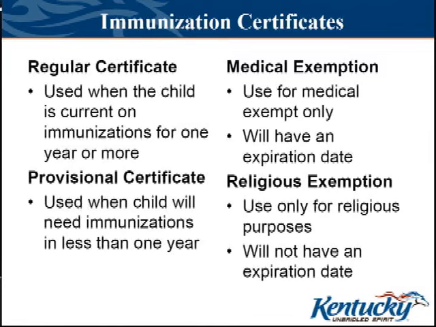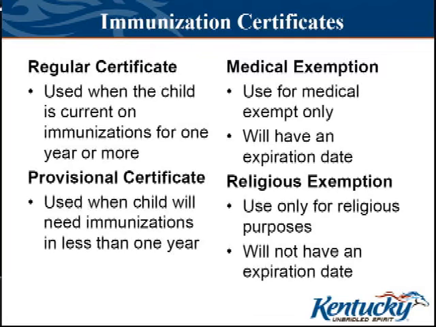1 year or more. A provisional certificate is used when a child has all of the immunizations that they can have, but their next immunizations are due in less than 1 year. We like to use the provisional type because it alerts the child care facility or the school that the child does have something coming up in less than a year.